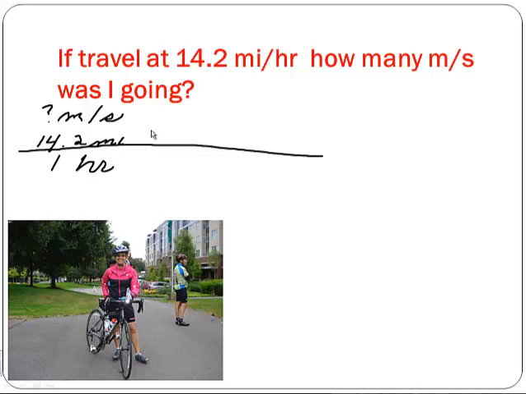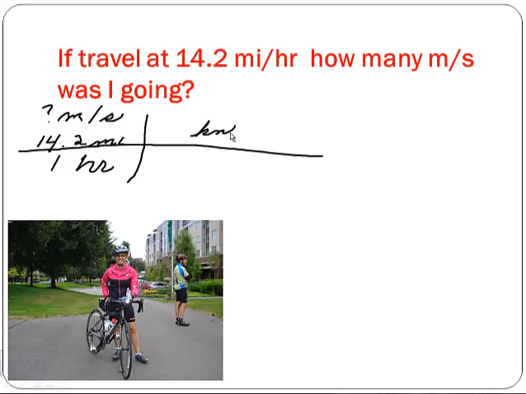And I'm going to go from miles to meters and hours to seconds. So this is how I'm going to tackle this. If I go back to look at my chart, I know that 1.609 kilometers is equal to 1 mile. So I'm going to go ahead and write the units first.